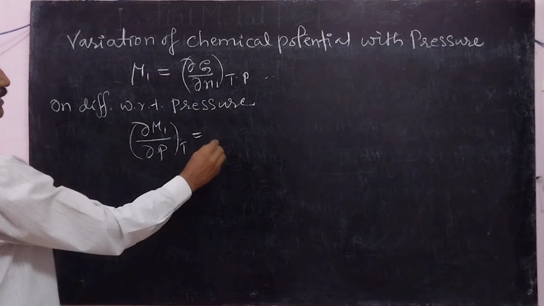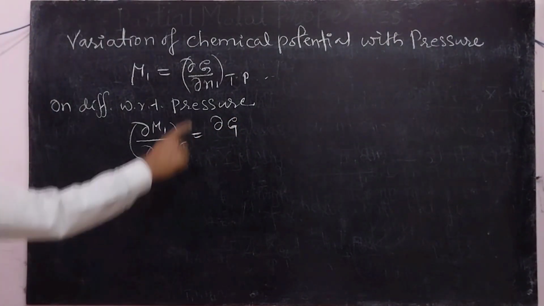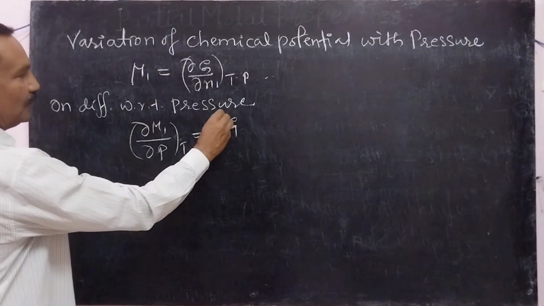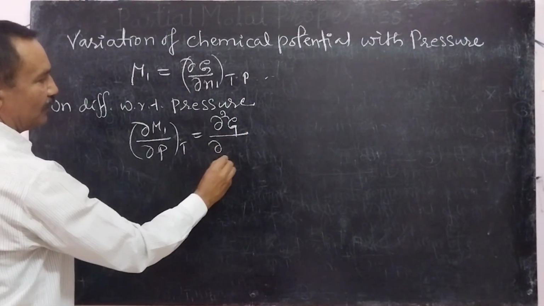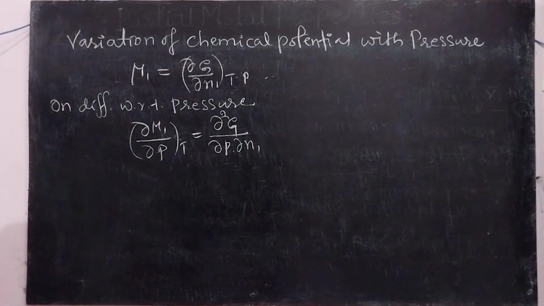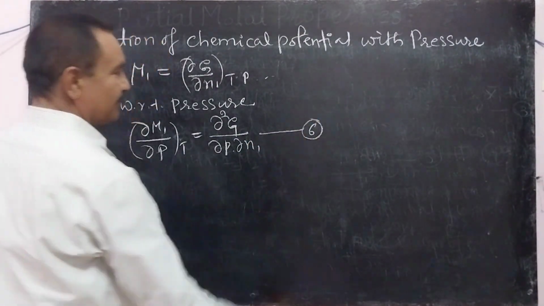This is equal to dou G, which is already there; we want to differentiate this with respect to pressure. Then dou square, then dou P and dou N1 already there. Okay, suppose this is equation 6.